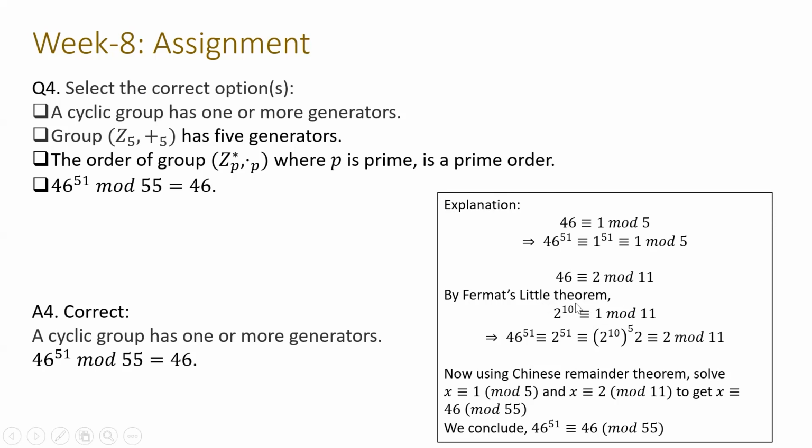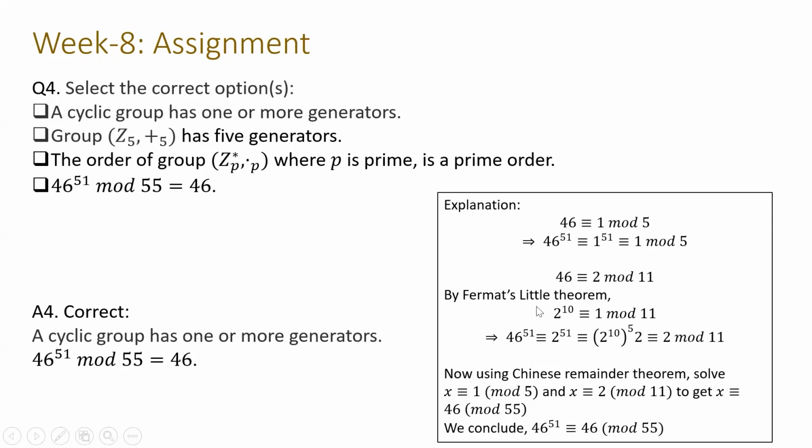So using that, we got 2 here, right? 46 is congruent to 2 modulo 11. So 2 to the power 10, because we are dealing with modulo 11, so p minus 1 is 10. Because 2 is co-prime to 11, we can write that 2 to the power 10 is congruent to 1 modulo 11.